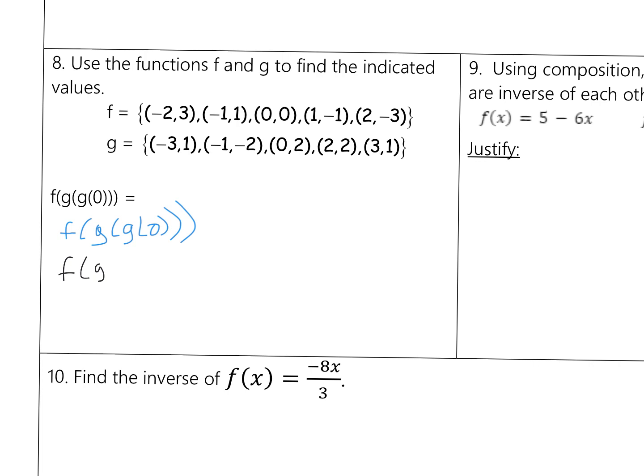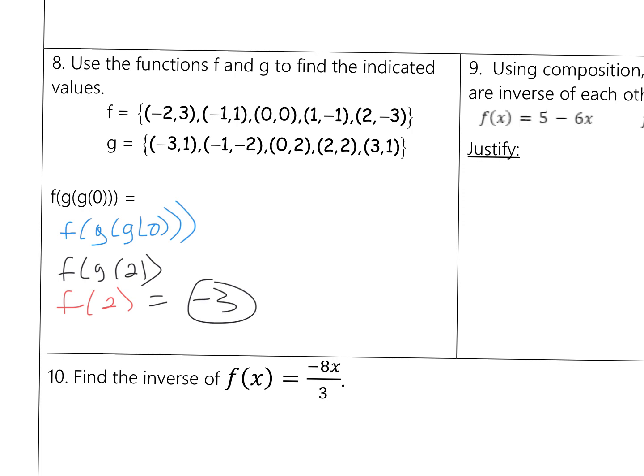Actually, I wrote too many. f of g of 2. Well, now we find g of 2, and we see that g of 2 is 2. So now we are finding f of 2. And we know that f of 2 equals, or we look up here, and f of 2 equals negative 3. And your answer would be negative 3.